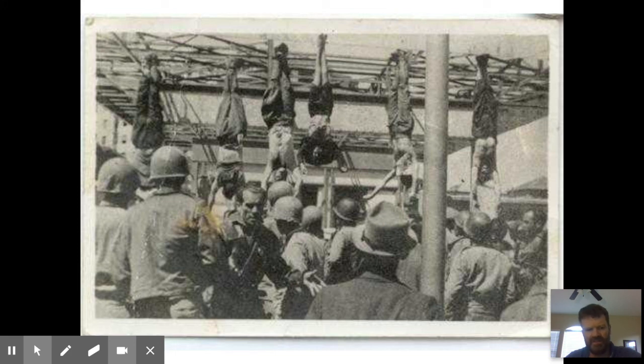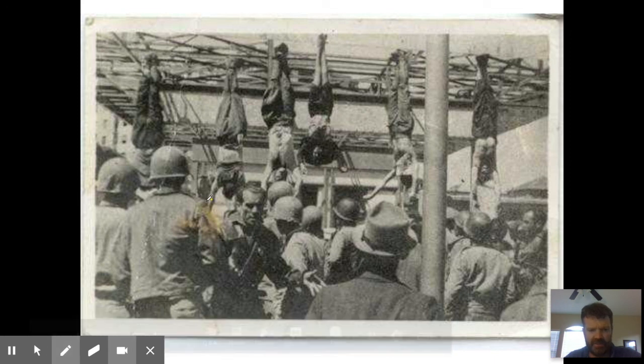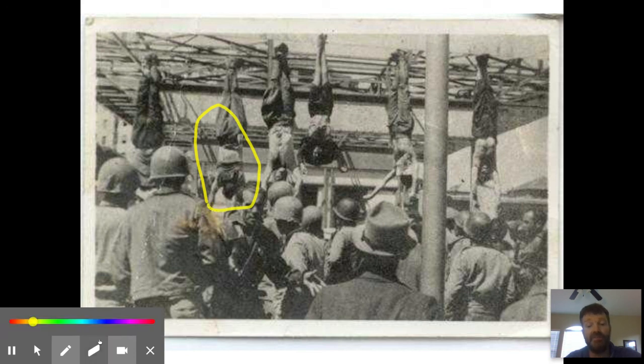What is this? Well, I'm going to tell you what this is. If I go here and circle this guy, you'll never guess who that is. Yeah, that's Benito Mussolini. And the people of Italy overthrew him. And this is in like 1945. They finally captured him and they hung him upside down.